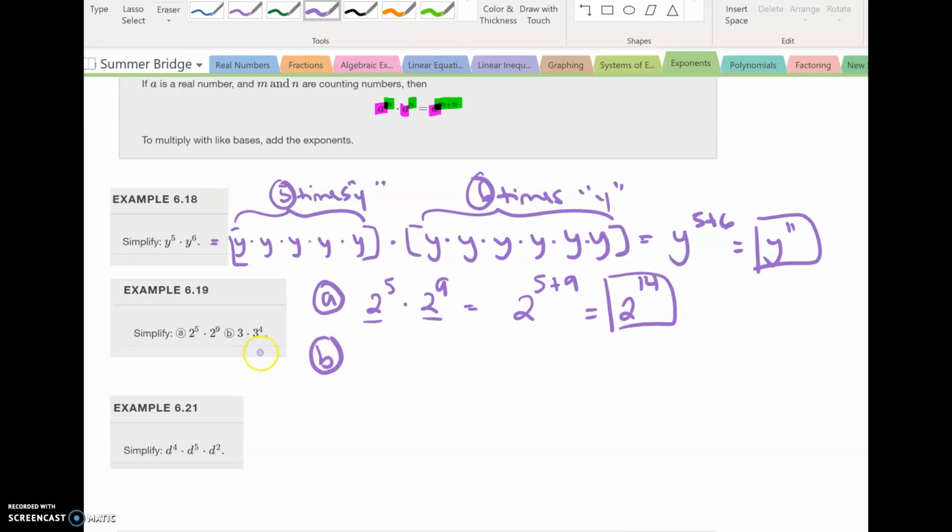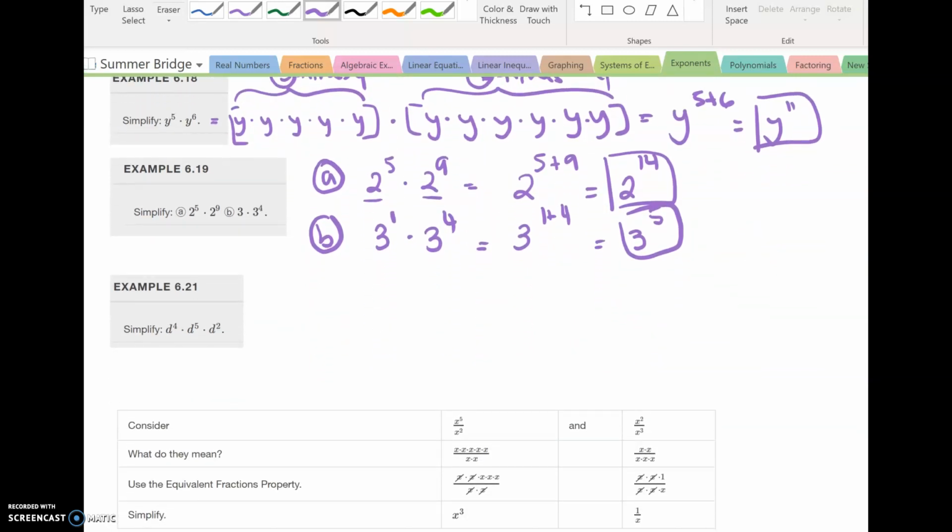Now for part B, it's saying 3 times 3 to the 4th. Well, if I don't have an exponent clearly listed up here, we assume that that exponent is 1. So really I'm doing 3 to the 1 plus 4, which is 3 to the 5th power. And that's where that's coming from.